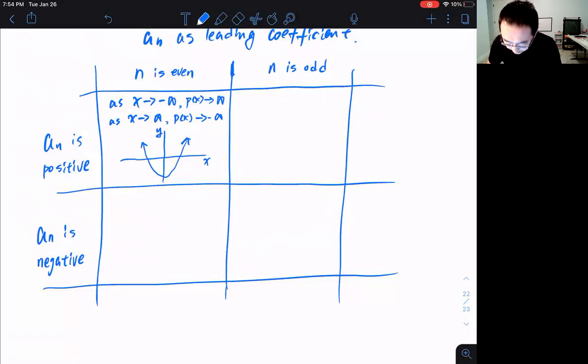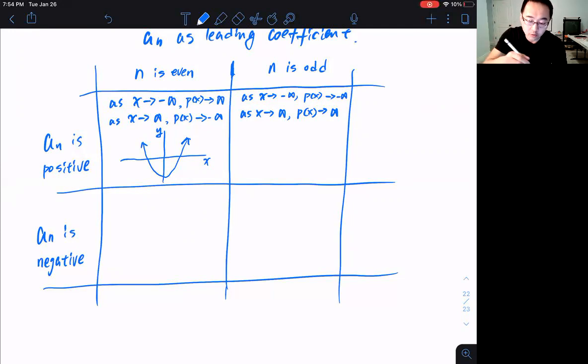Now, versus when n is odd and an is positive, the first coefficient is positive, but the highest power of your x is an odd number. Then as x approaches negative infinity, your polynomial function p of x will also approach negative infinity. And as x approaches positive infinity, p of x will approach positive infinity. So what that looks like is that the graph will fall to the left and rise to the right.